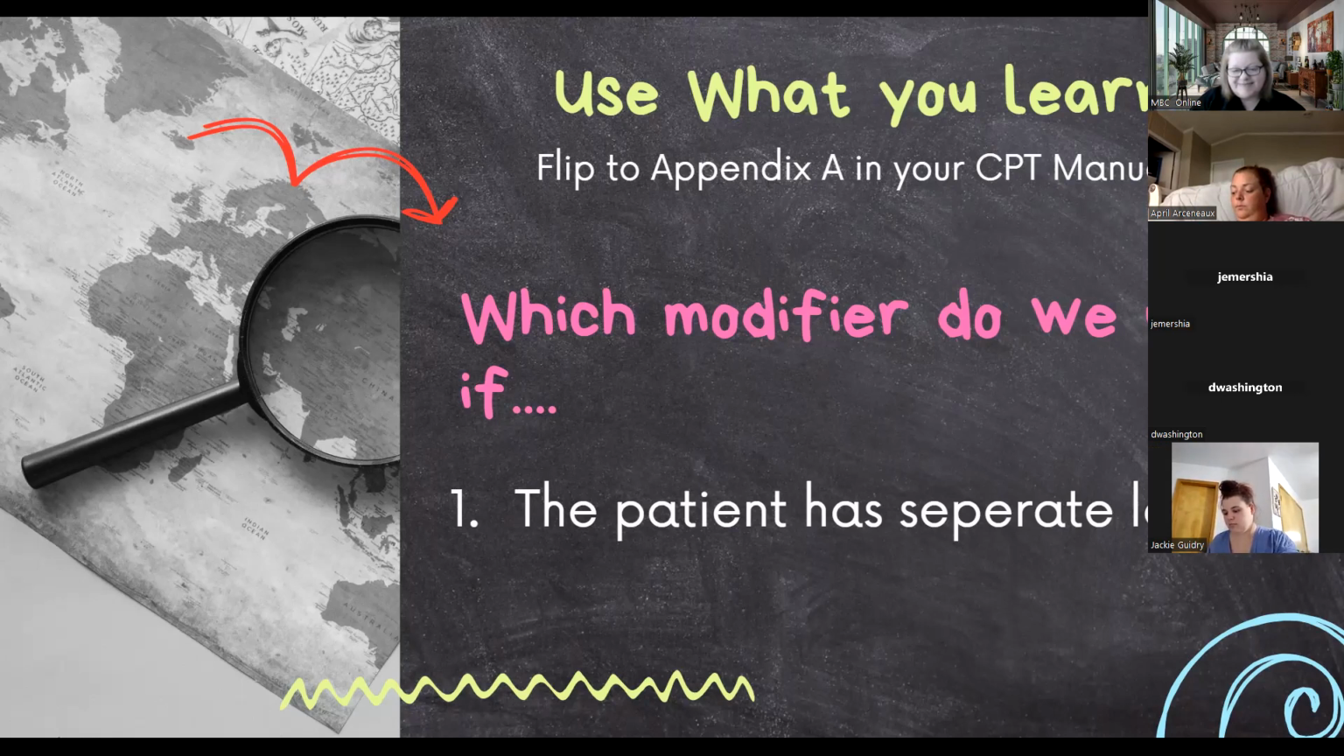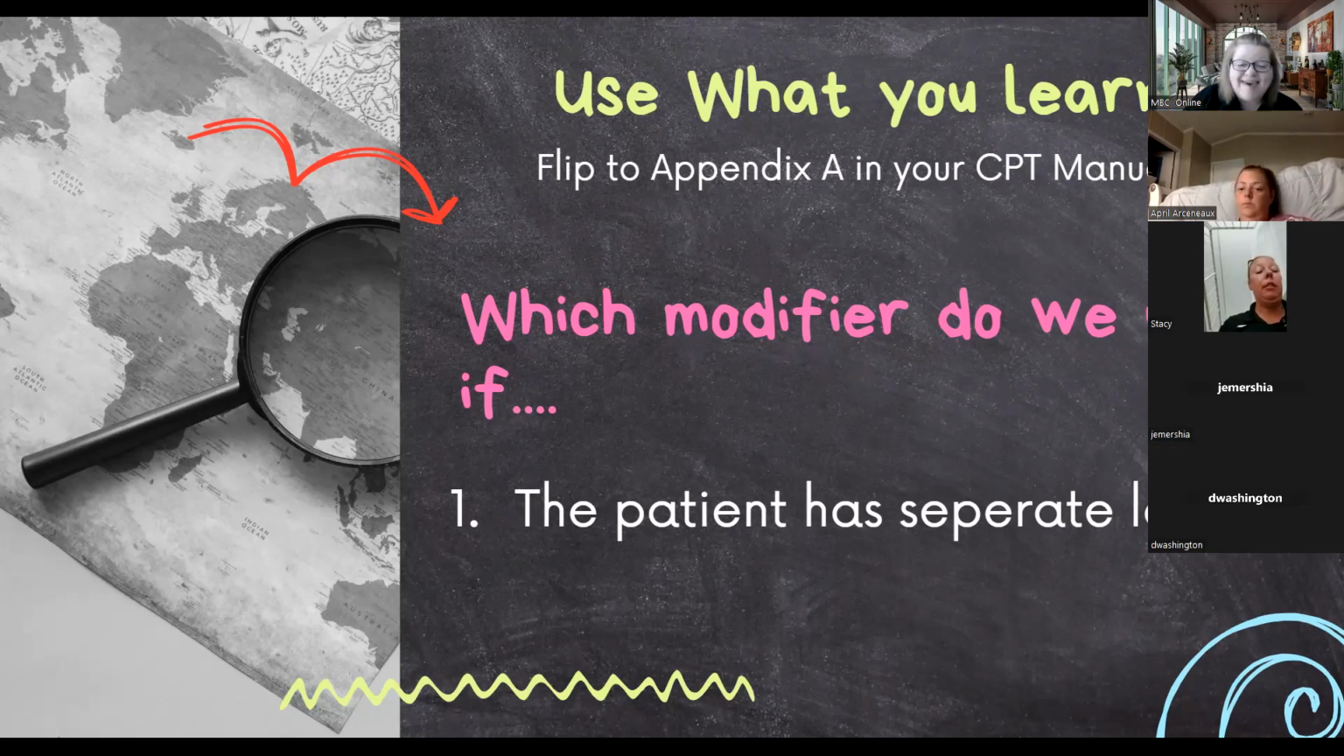For any of my students that is on here, if we participate and locate the modifiers first, I will be giving out bonus points for my students. Modifier 59? Look at Stacy. Stacy, want them bonus points. Yes, girl, I got you, Stacy. Distinct procedural services, modifier 59. Very good, Stacy. Thank you.